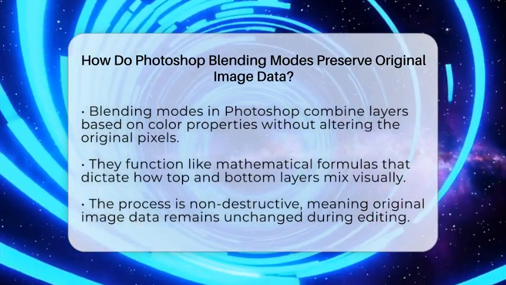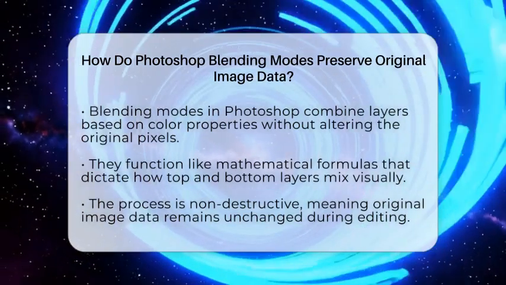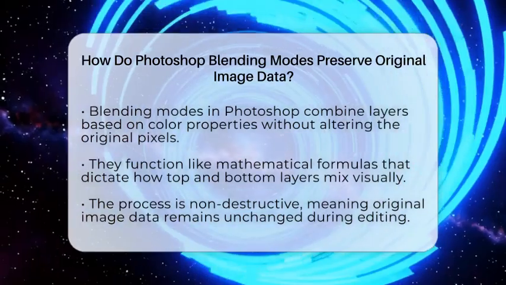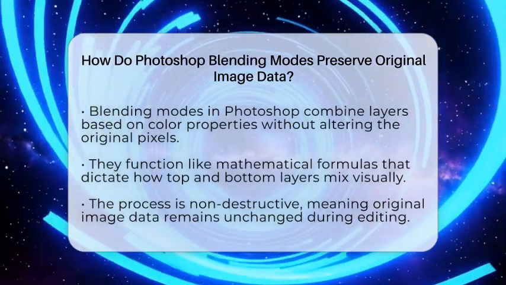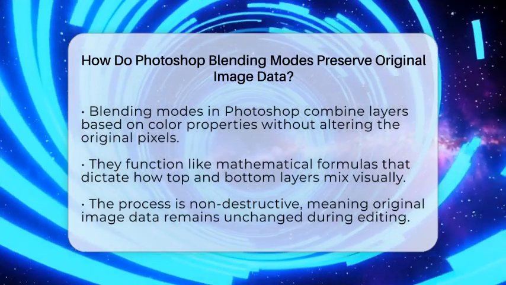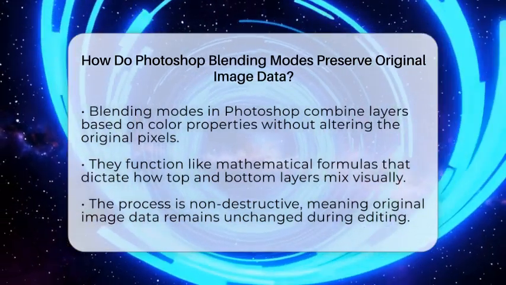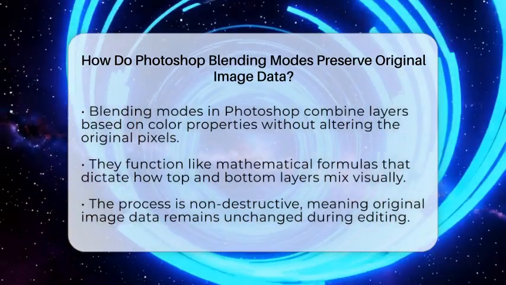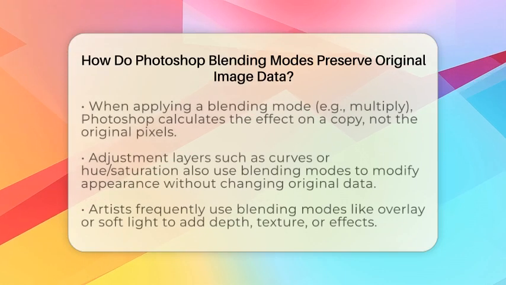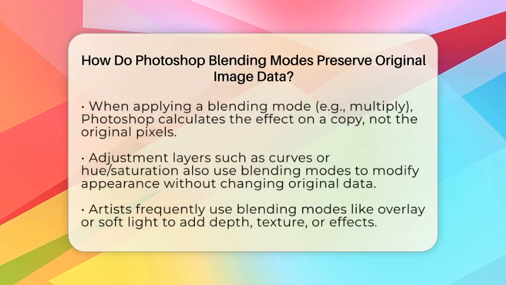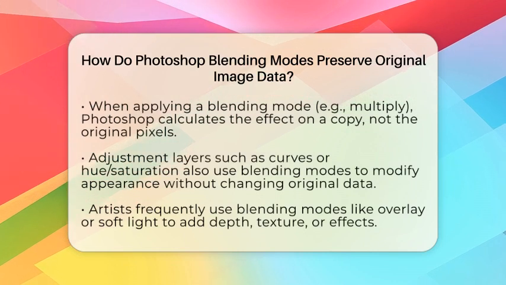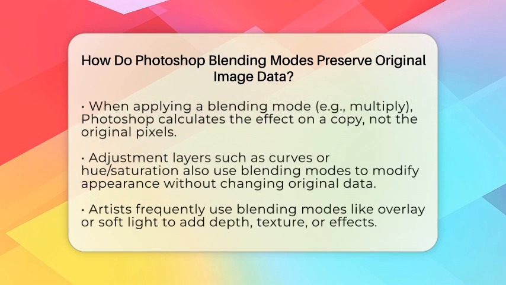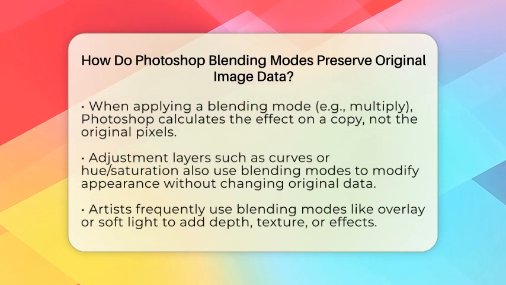When you work with multiple layers, each one can have its own blending mode. These modes are like mathematical formulas that tell Photoshop how to mix the colors from the top layer with the ones underneath. The key is that these formulas don't change the original pixels in any layer. Instead, they calculate a new look on the fly, showing you the combined effect without touching the original image data. This process is called non-destructive editing. It means you can change or remove blending modes anytime without losing your original work.